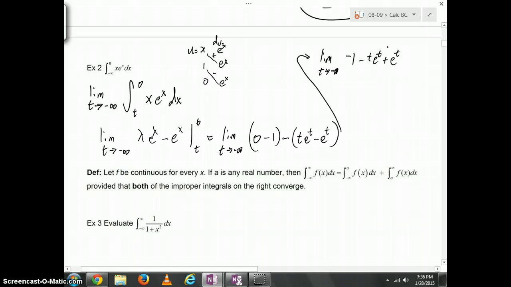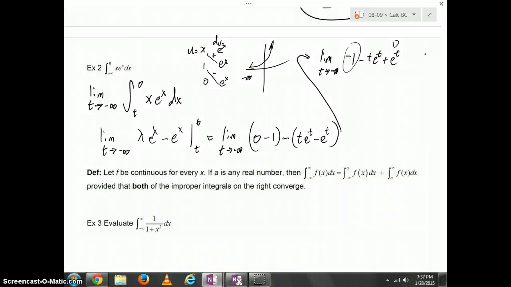Of course, -1 right here, as t approaches negative infinity, is going to be -1 itself. If we remember the shape of e to the x, we'll realize that as the independent variable approaches negative infinity, e to the negative infinity will go to 0. The big question, of course, and this is what makes the problem more thought-provoking, is what's happening with t times e to the t.